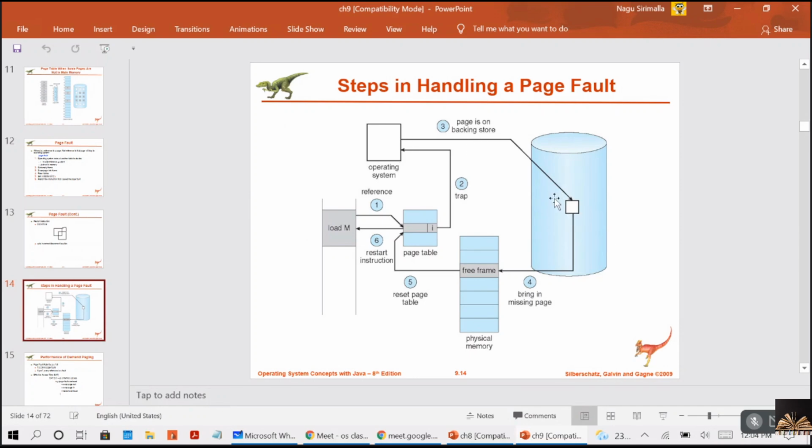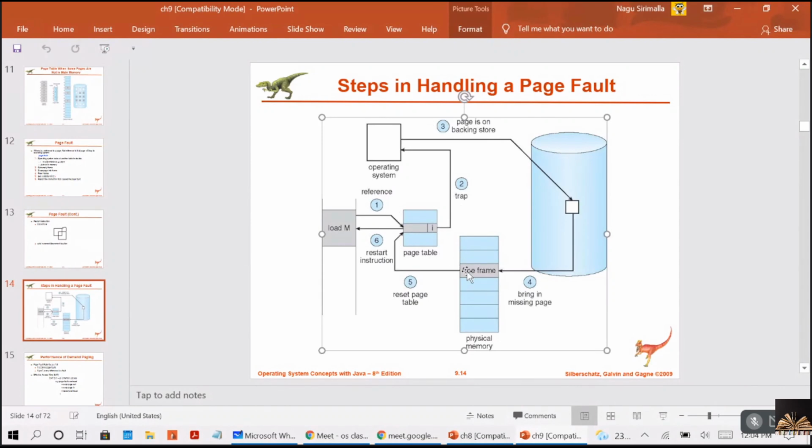Okay, if it is in the disk, we bring it from the disk into main memory. After placing it in main memory, you have to reset the page table and validate it. After validating, restart the instruction. When you are restarting the instruction, it will not be a trap because it is there in the main memory.